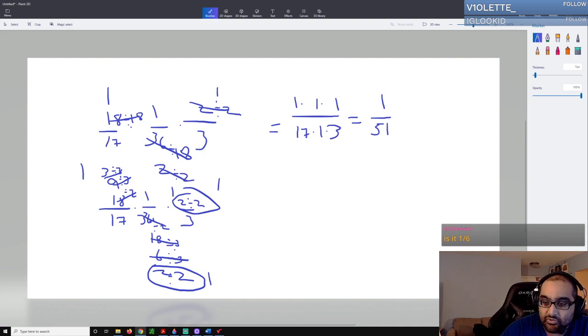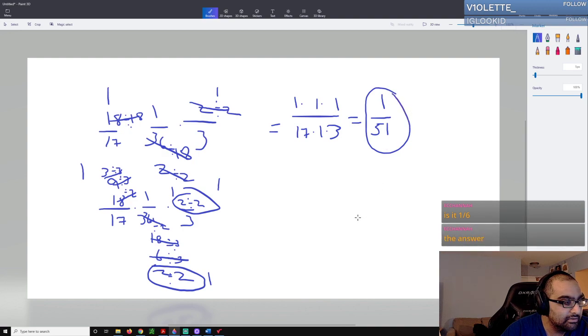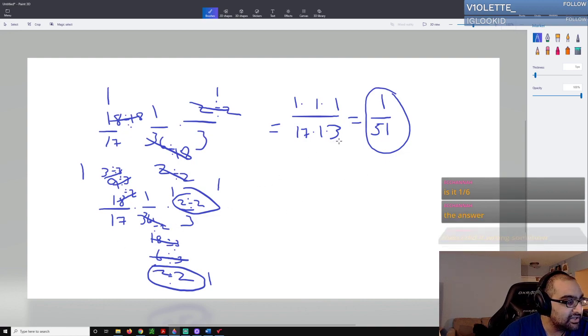Is it 1 over 6? Are you talking about this previous problem where we got 1 over 51? So the answer was 1 over 51, because we had 17 times 1 times 3. So we never reduced the 17 part here. This 17 stayed the same.